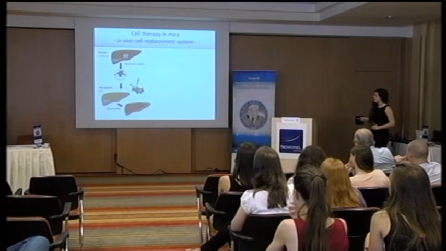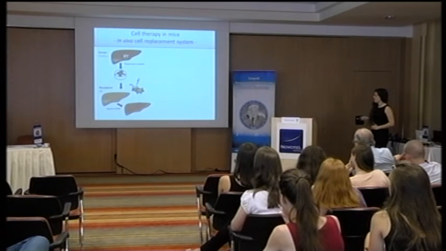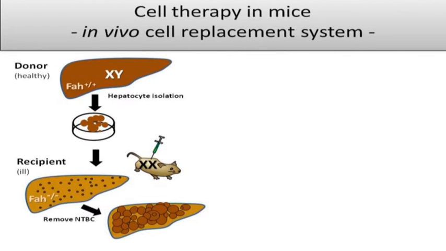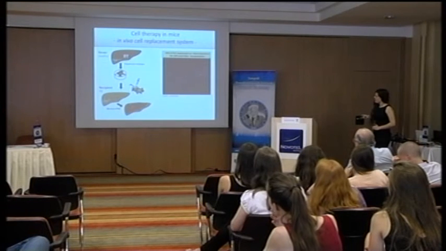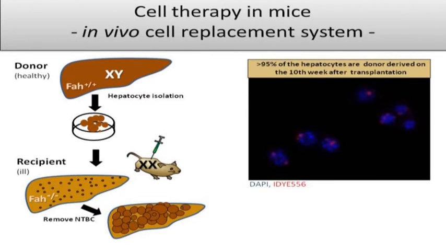After we remove the NTBC, the donor-derived cells gain a selective growth advantage, so they are able to repopulate the liver, so the liver can show an extensive regeneration process. So after 10 weeks, almost 95% of the hepatocytes are donor-derived. We can identify the Y chromosomes in these cells by fluorescent in situ hybridization.